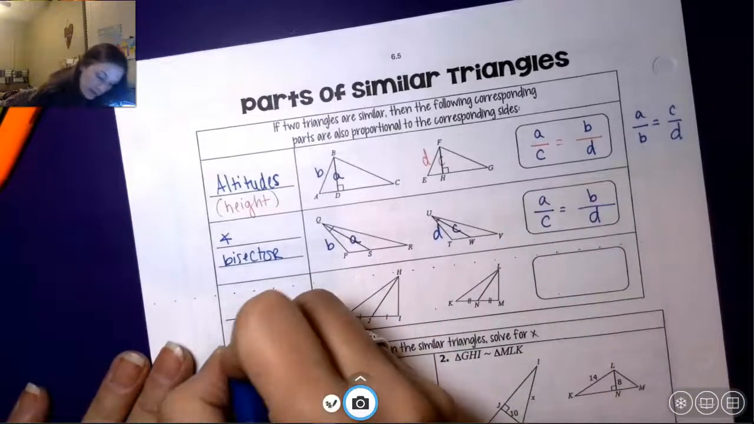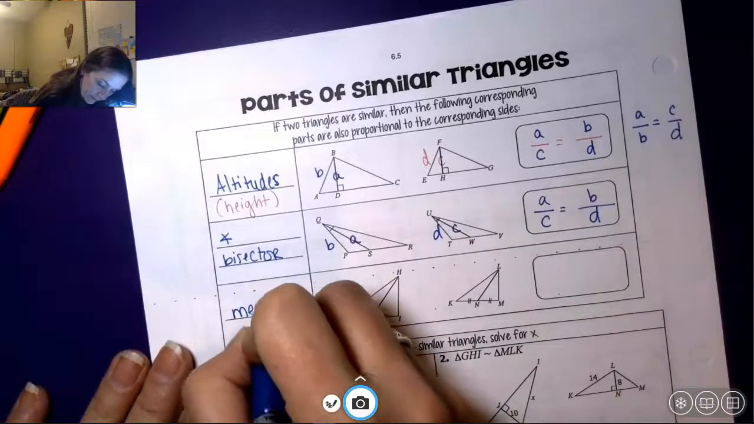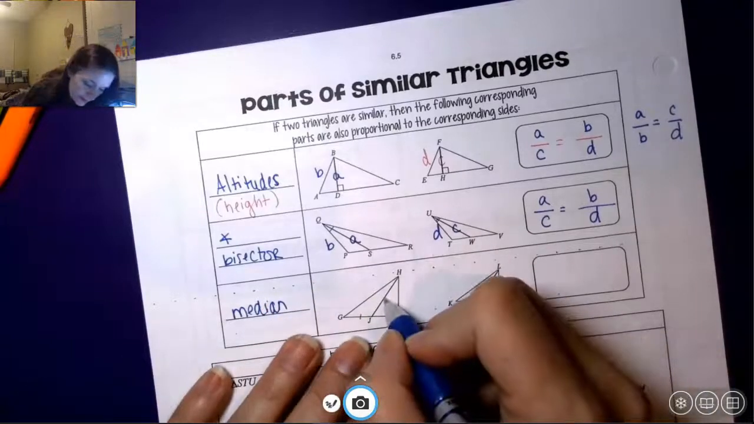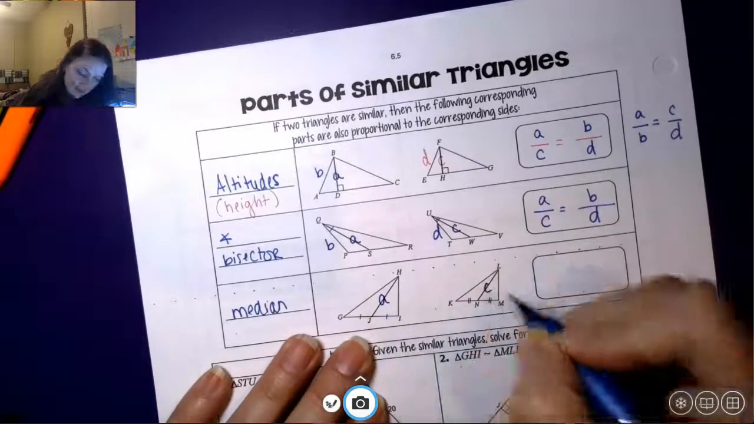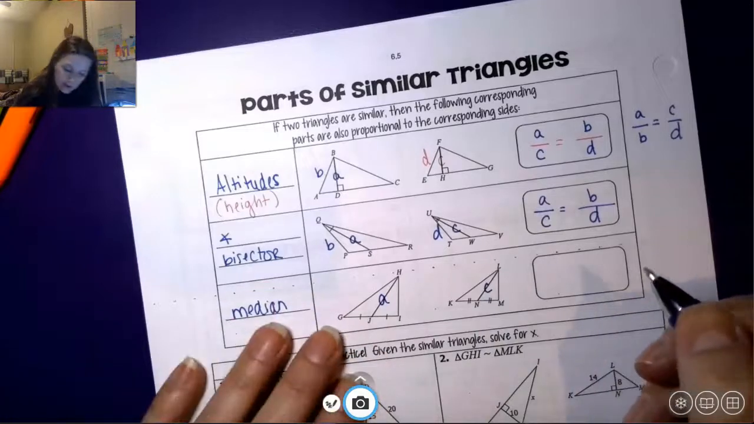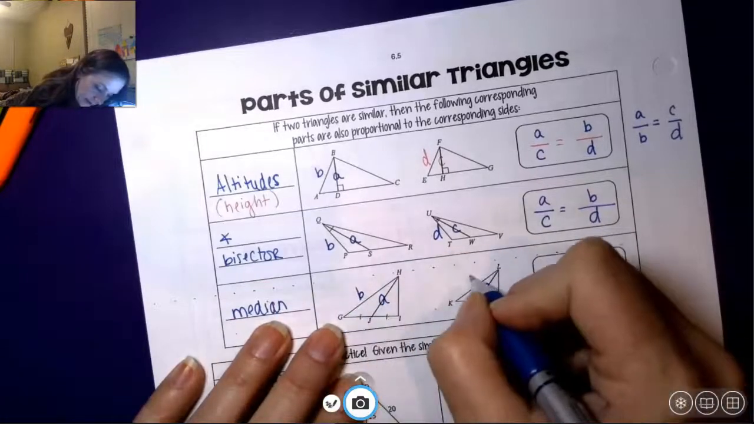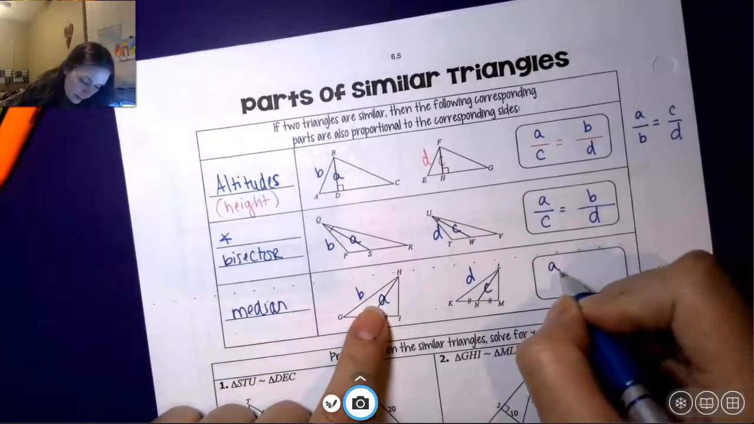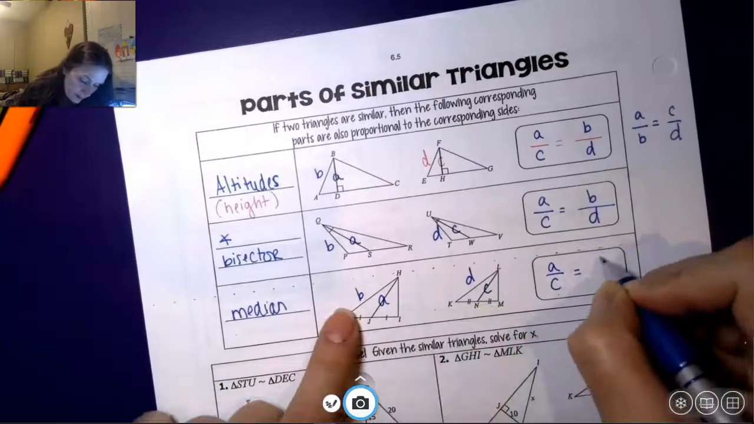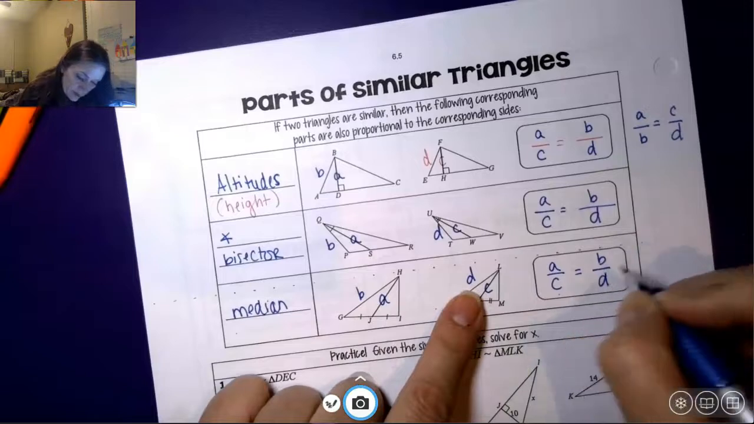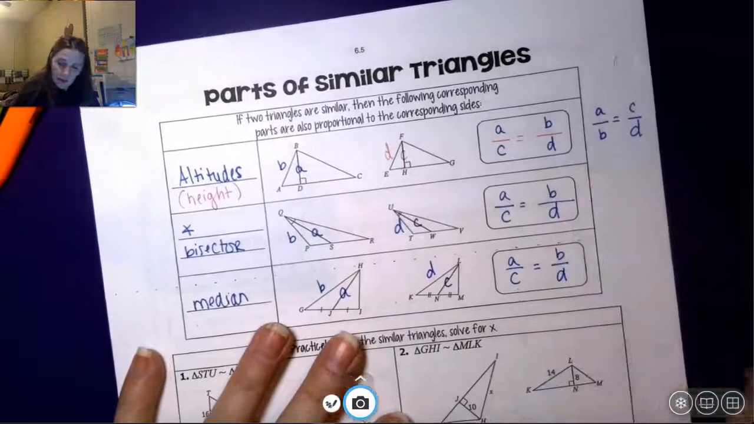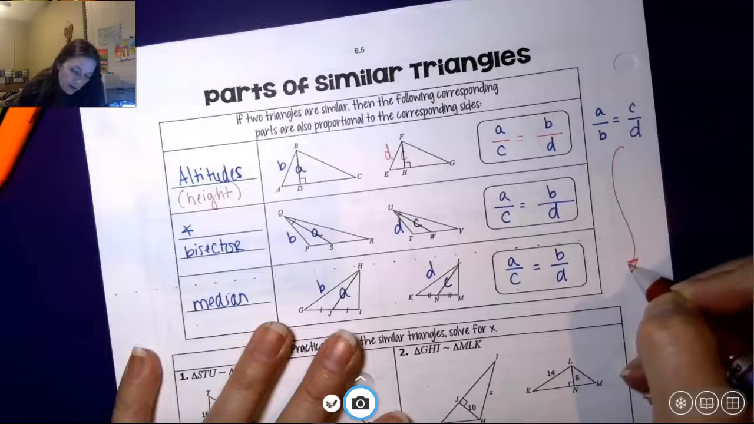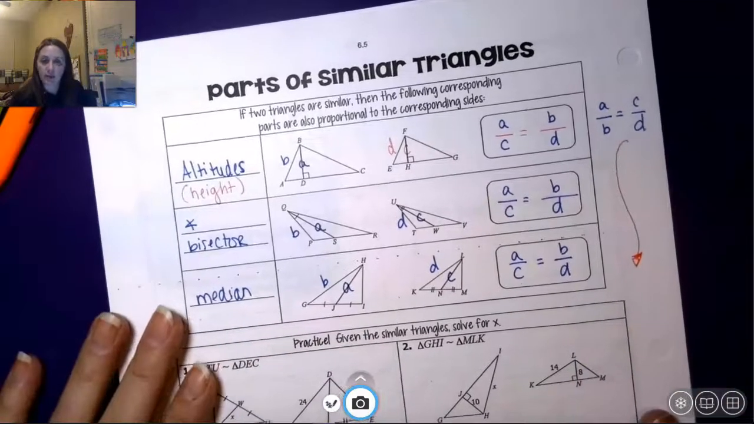This one over here is a median. We have a line coming from the vertex cutting the middle. This median here is A, this median here is C. Now one of the legs, say this was the leg B and this was the leg D, they are going to cut them proportionally. So again, you can put A over C equals B over D. Or you could use this one over here, and this one would be true for all of these as well, as long as when you do the cross product you have the same proportion.